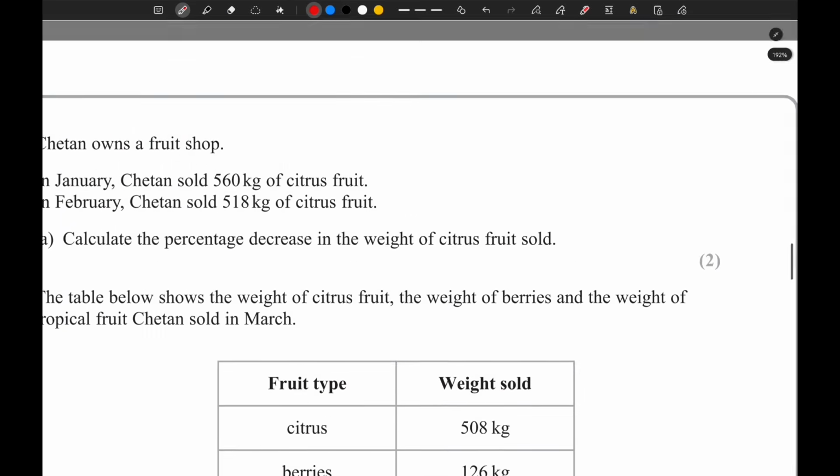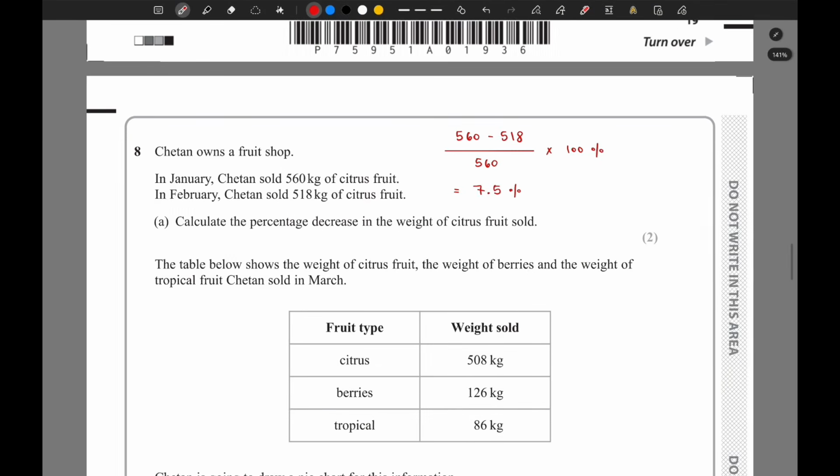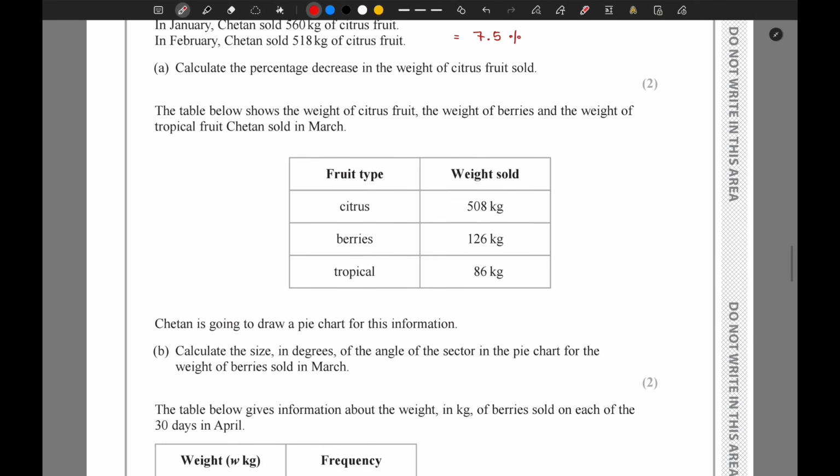So the percentage decrease is the formula: the decrease, which is 560 minus 518, divided by the original value, which was 560, times 100%. So this is equal to 7.5%. So that is it for the first part. Now moving on to the second part.